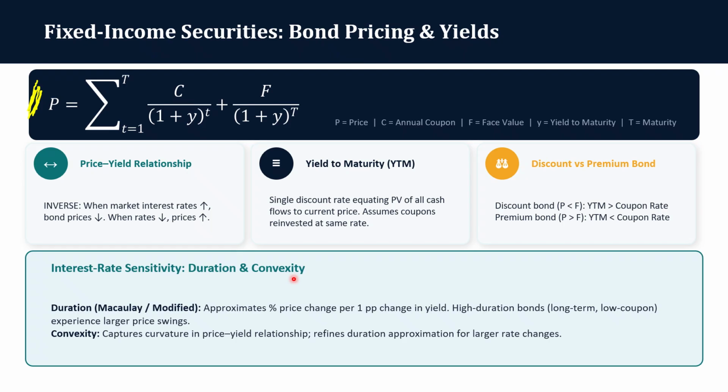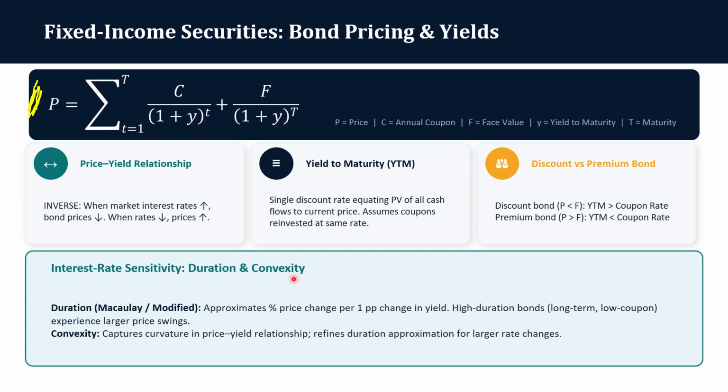Now, convexity goes one step further. It captures the relationship between bond prices and yields. The price-yield curve is not a straight line, it bends. Duration gives us the approximation for small changes in the yields, but for larger changes, the convexity improves the approximation by accounting for the curvature, which we will see.